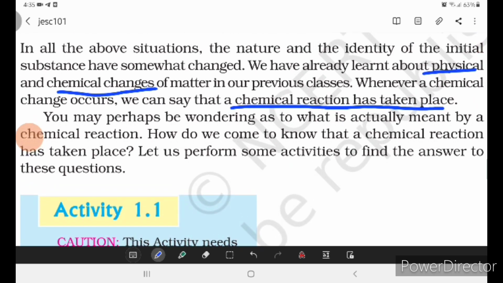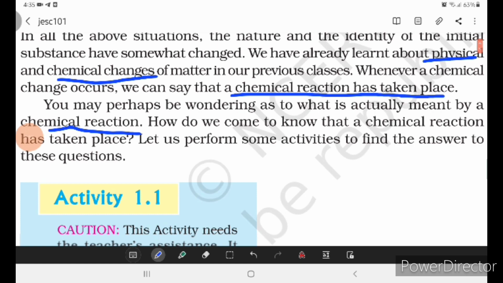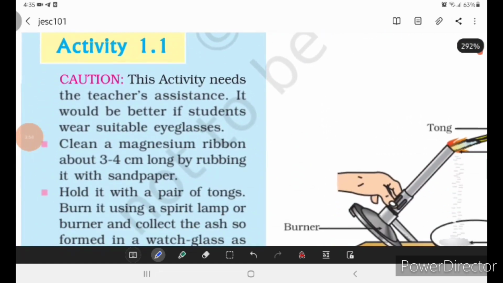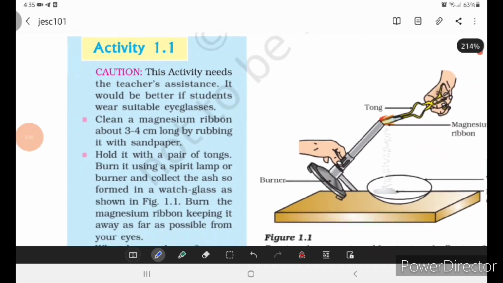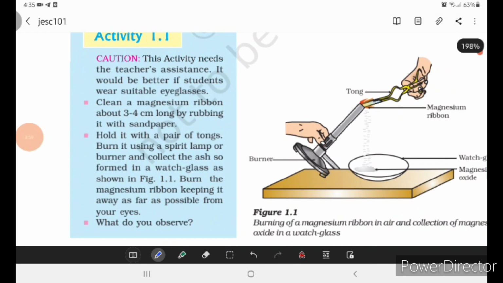So it is a new word for us. What is a chemical reaction? What are we actually talking about? Today we can find answers to all these questions, right? Firstly, we'll start with activity 1.1.